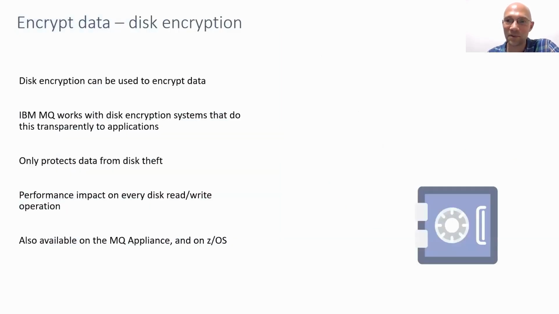The alternative to that, if you want to encrypt your messages at rest, is to use disk encryption. Now this has pros and cons compared to AMS. It might be simpler to set up, but it doesn't, of course, protect your messages when they're in memory or when they're on the network. It only protects essentially against your disks being stolen. And the performance characteristics are slightly different because instead of the message being encrypted once when it's initially put into MQ, you're now having data being encrypted and decrypted on each disk read and write operation.